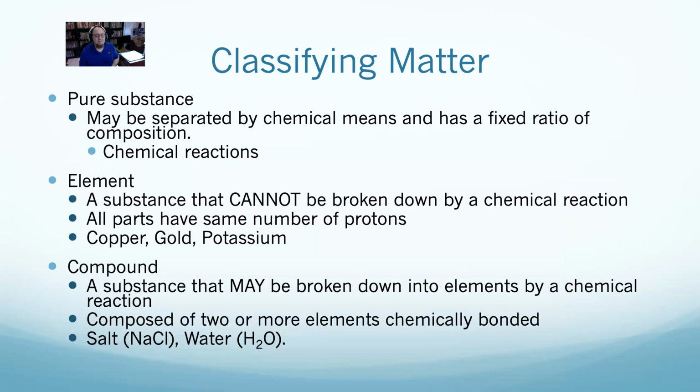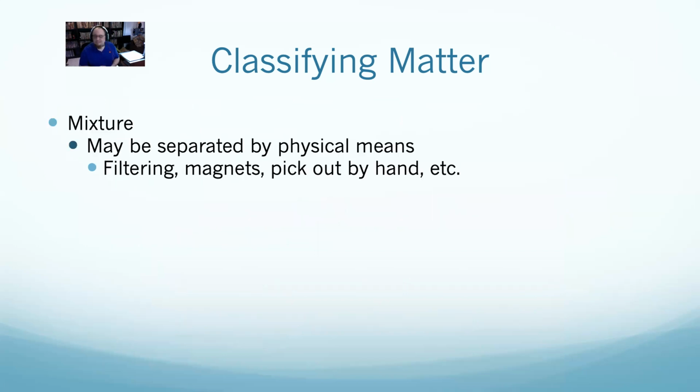A mixture is something that can be filtered. Let's say you get some water and it's not very clean, and you put it through a nice filter, and you filter the water and the gunk. That's because it was a mixture. A mixture is something with no chemical bonds, and they're just things mixed together. These can be separated by different means, whether it's using filters or magnets or just picking out by hand. A salad is a mixture. You can pick out the tomatoes if you don't want them.